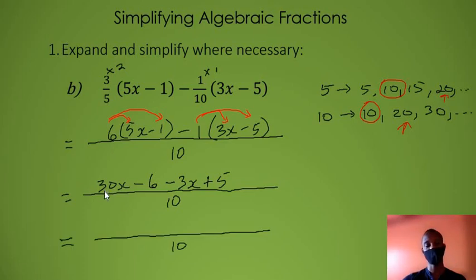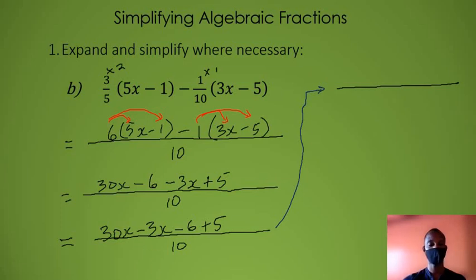The next step. What is the next step? The next step is to group the terms in x. When we're grouping, we do not change the signs. We simply write back the terms. 30x minus 3x minus 6 plus 5. Notice we're not transposing terms across an equal sign. We're just rearranging them on the same side of the expression.